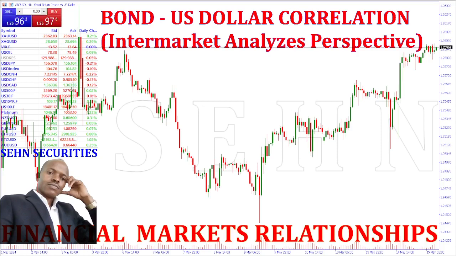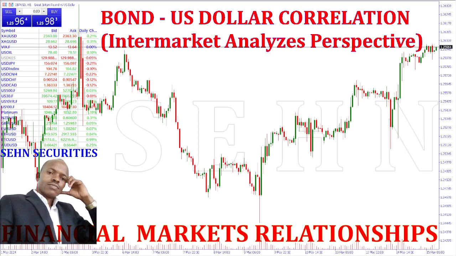The relationship between bonds and the US dollar provides insight into market sentiment and risk appetite. Typically, during periods of economic uncertainty and heightened market volatility, investors often seek safe haven assets like the US Treasury bonds. This flight to safety can drive up bond prices and lower yields. While the immediate effect might be a weaker dollar due to lower yields, the long-term effect could be an eventual strengthening of the US dollar as investors continue to seek the safety of US assets.